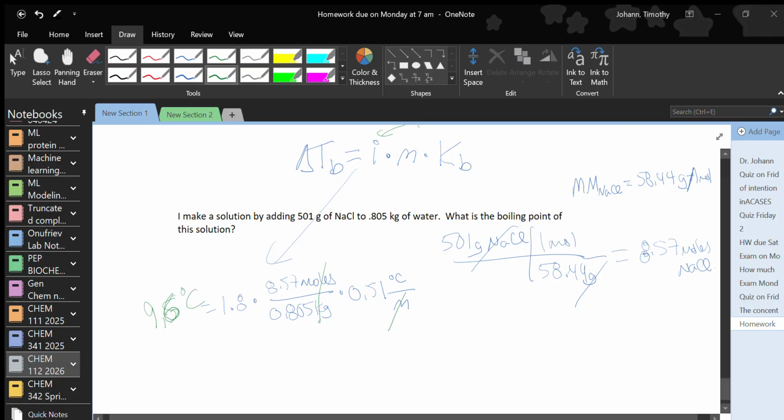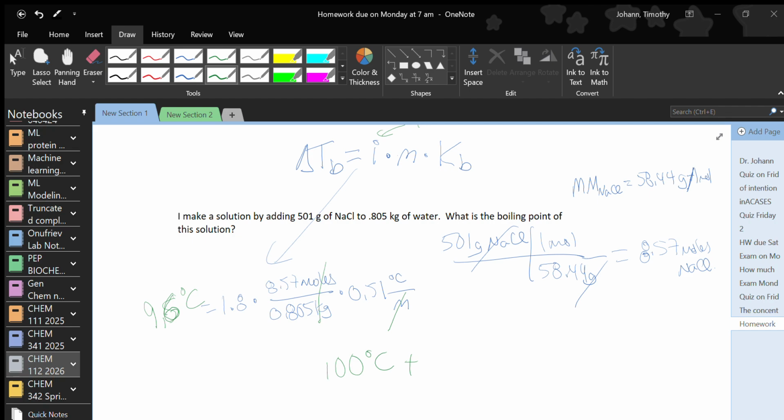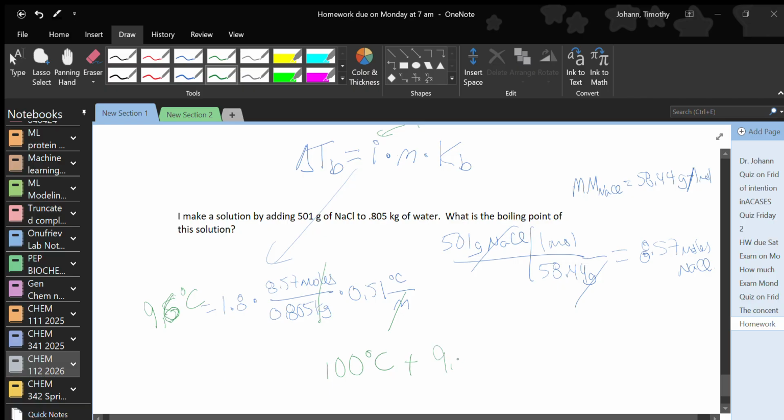So where does water boil when it's pure? Yep, water boils when it's pure at 100 degrees Celsius, plus its boiling point elevation, right? These equations aren't going to give me a negative or positive sign. They're always going to give me a positive sign. Boiling point elevation, so it goes up, so 9.6 degrees Celsius. So my boiling point is going to be 109.6.